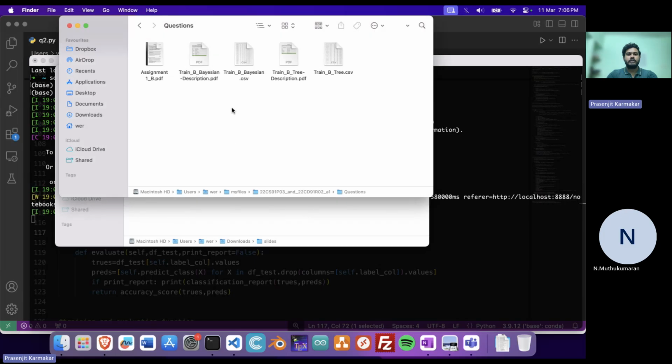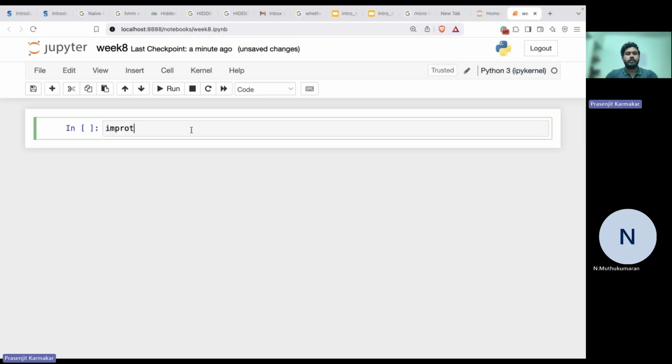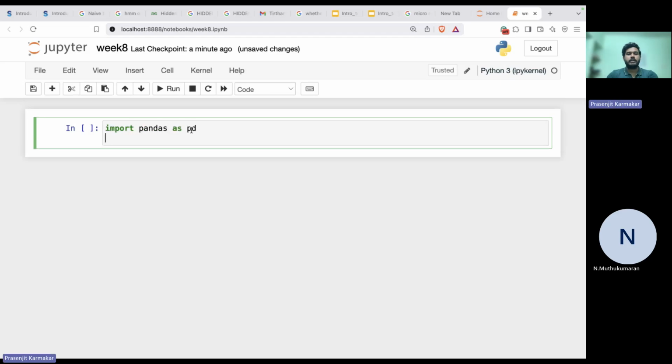Okay, let's just copy this. Let's copy it here. So import pandas as pd.